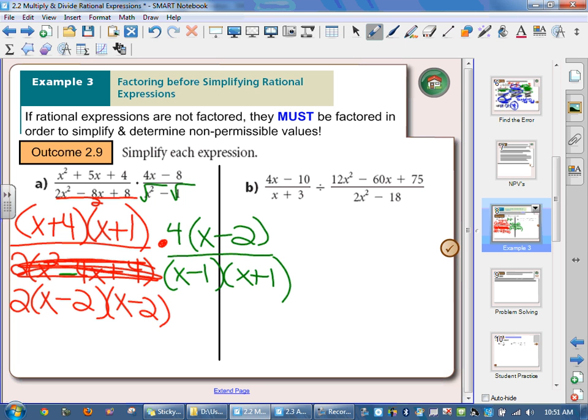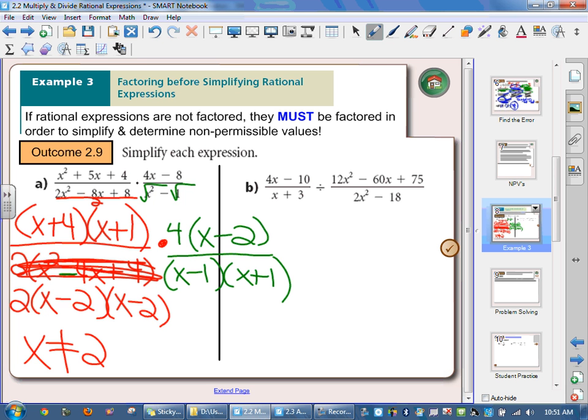What would make those brackets 0? Positive 2, good. So x cannot be positive 2. What else can x not be? Look at the right-hand side. Plus and minus 1. Good, so x cannot also be plus and minus 1. Okay, so we've got our non-permissibles.